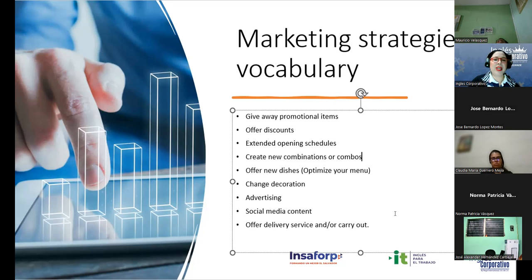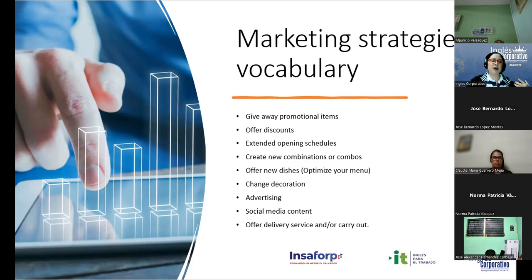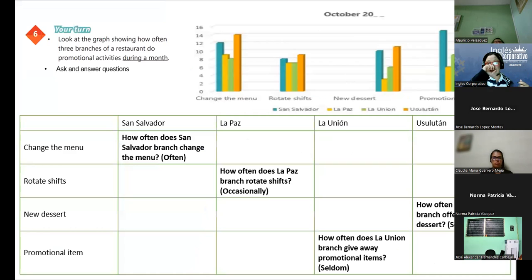So these are marketing strategies that we can implement, but this has to come up after a research observation. Sometimes it's simply observation. How often do you implement a marketing strategy in the company or in the restaurant? So now we are going to see this other activity.